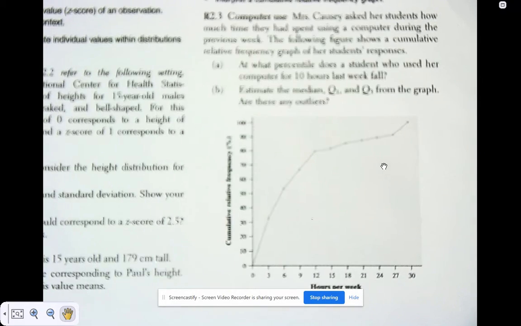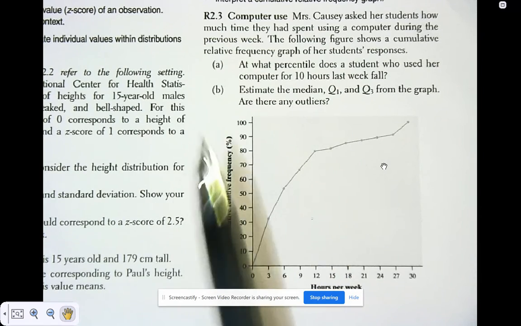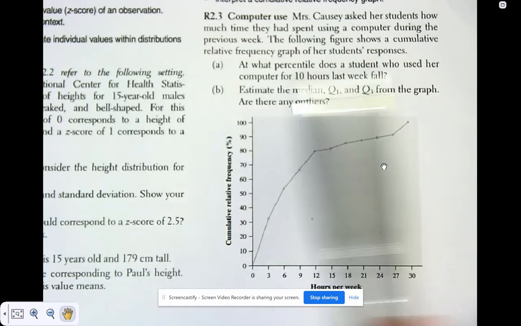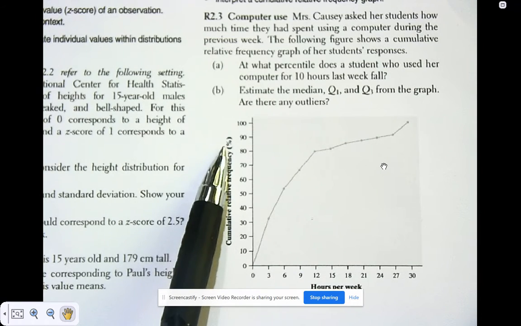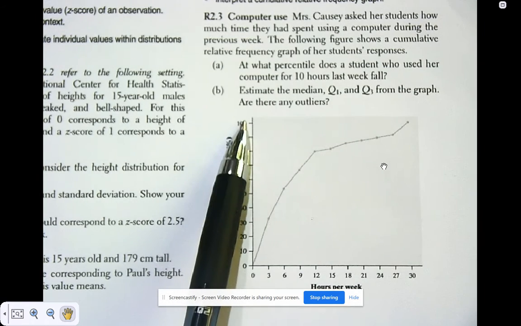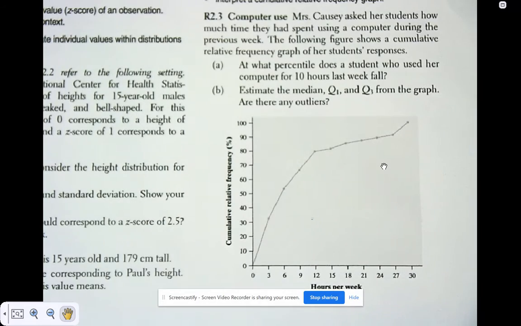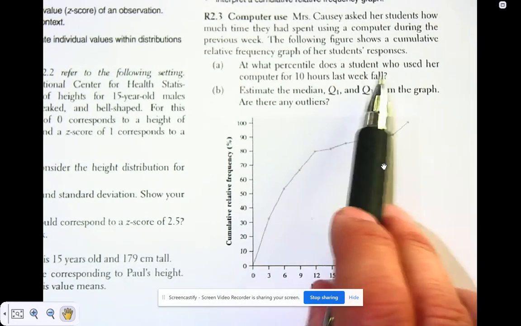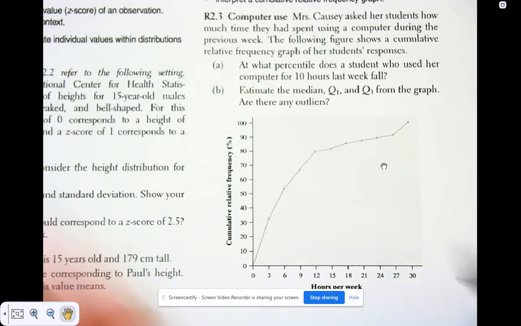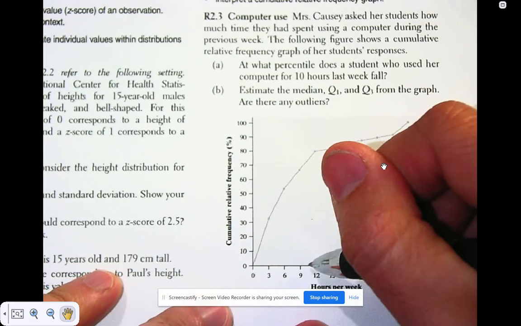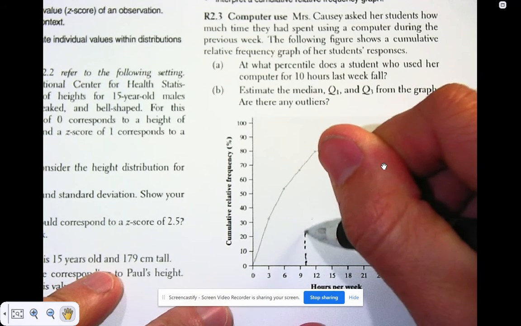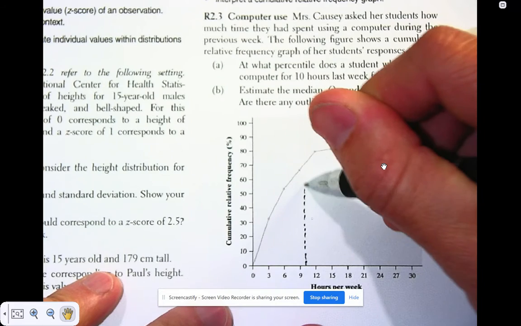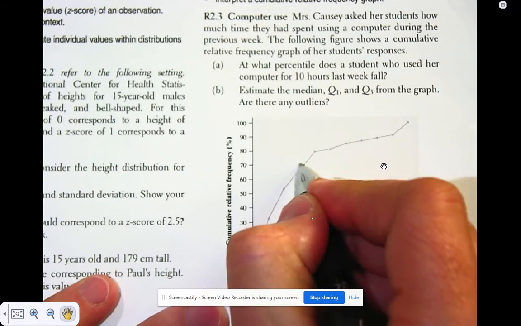So it's talking about how much time is being spent using a computer during the previous week. The following figure shows a cumulative relative frequency graph of student responses. Just as a reminder, you have hours per week, and you have cumulative relative frequency as a percentage, so you're going from 0% all the way up to 100%. For part A, it's asking what percentile a student who used her computer for 10 hours last week falls in. So 10 hours, you come down here, 9 to 12 is 3, and so it's going to be roughly right about there. And you go straight up to that value and then straight over.